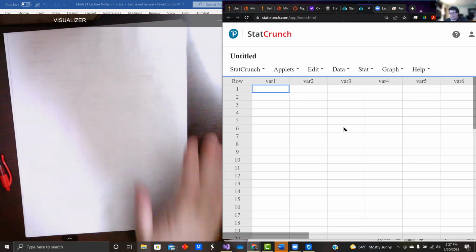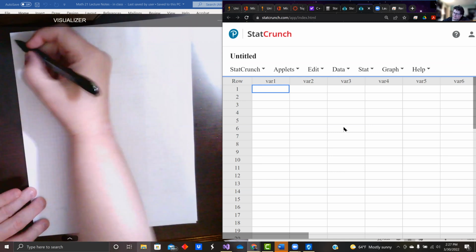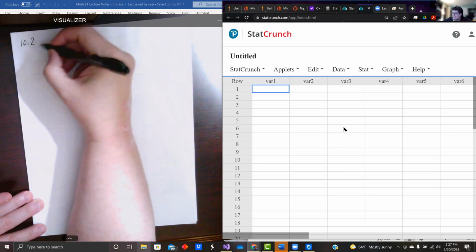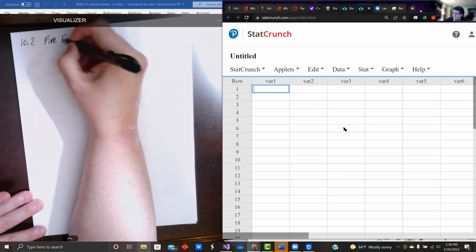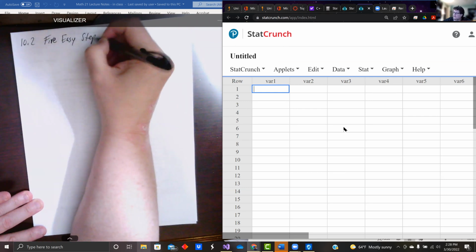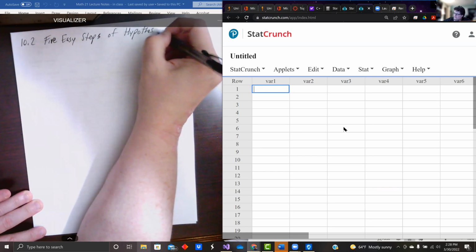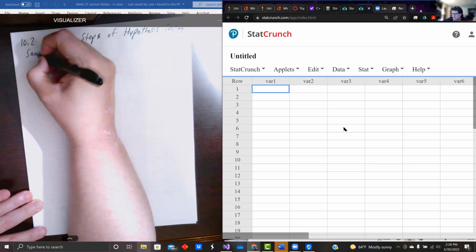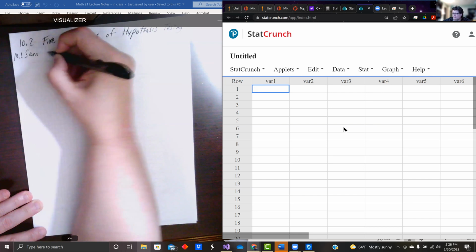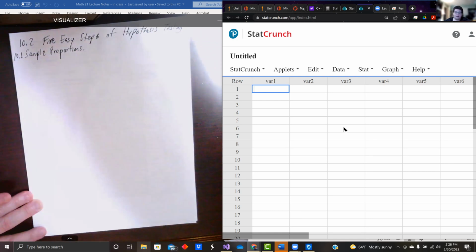All right, 10.2. The 5 easy steps of hypothesis testing. Well, 5 steps. I think they're pretty easy. And then we'll start with sample proportions. 10.2 will be sample proportions. 10.3 will be sample means. We're going to try to get them both done today.